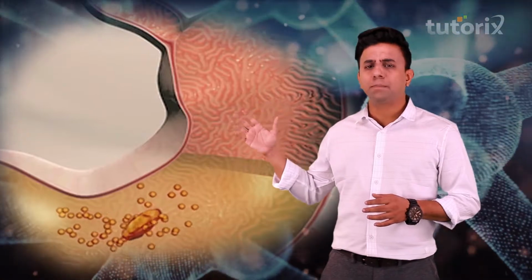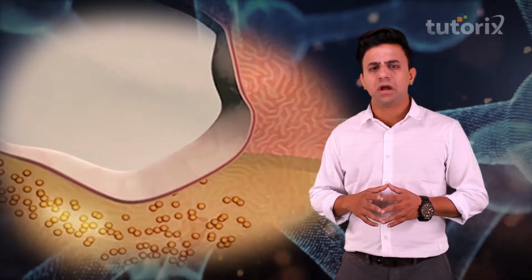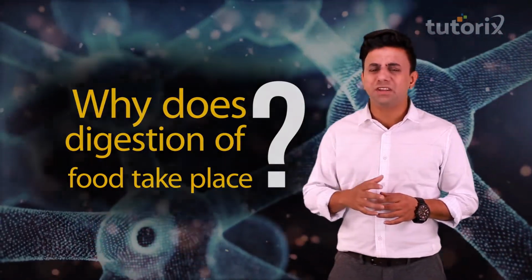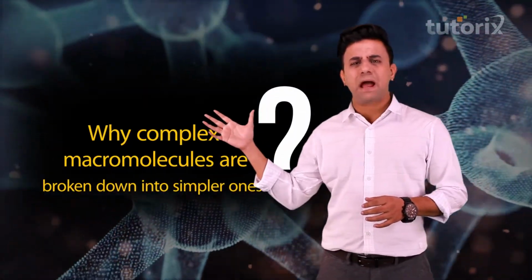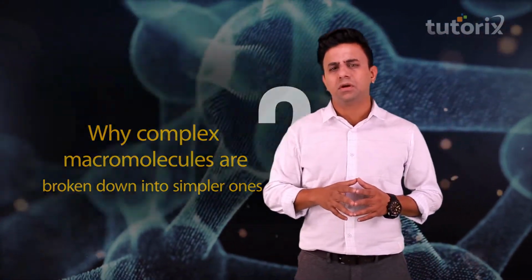Hi friends. We know that digestion is the breakdown of complex macromolecules into simple molecules. But have you ever thought, why does digestion of food take place? What is the significance of this digestion? Why do these complex macromolecules have to be broken down into simpler ones? Do not worry, the answer to this is very simple.